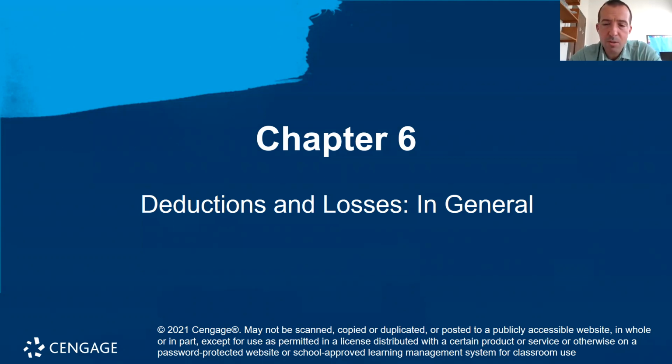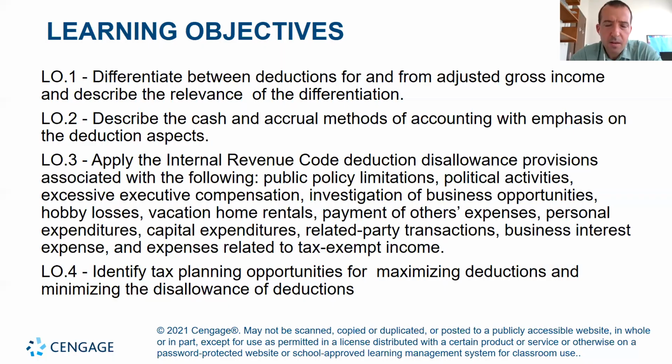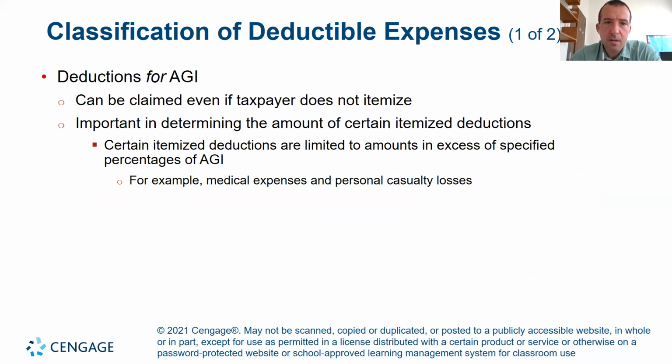So we're in Chapter 6. We're talking about deductions and losses. And if we skip ahead, we're going to talk about deductible expenses, right? So there's two types of deductible expenses. There's deductions for AGI, adjusted gross income, and deductions from AGI, adjusted gross income.